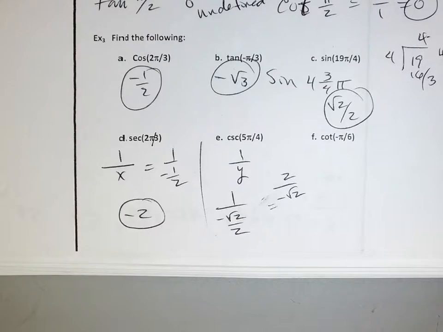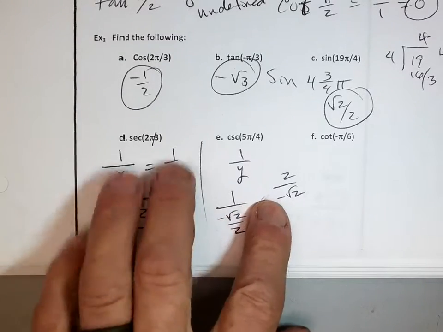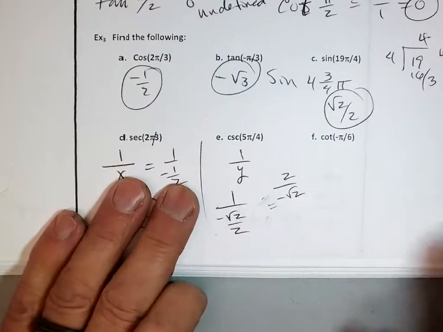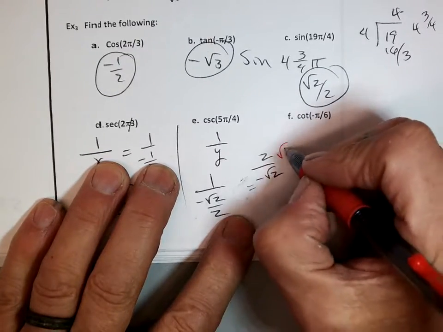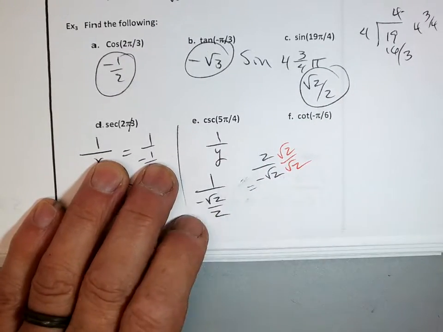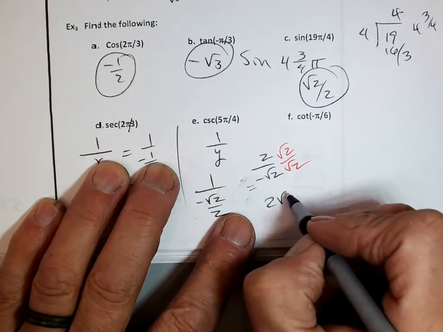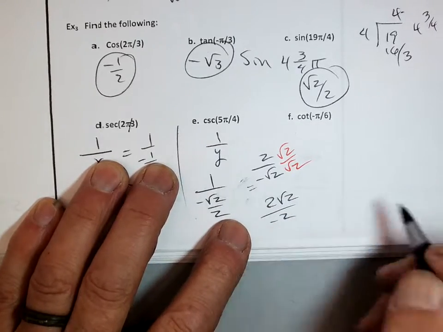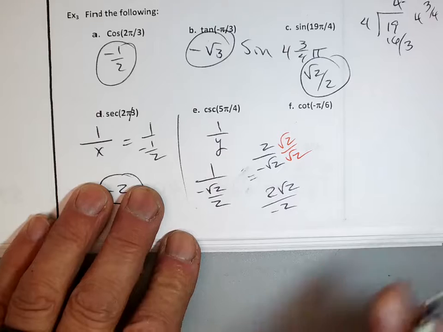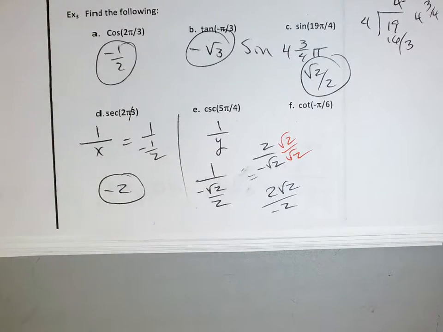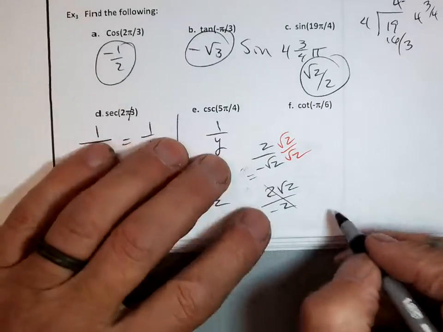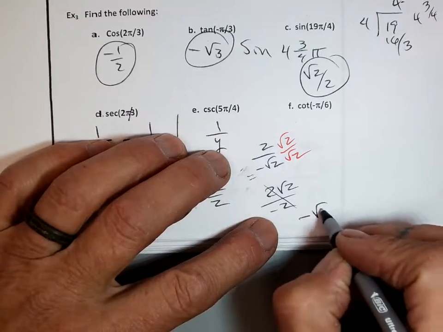Okay, but now this answer is correct, but it's not in the right form. So how do we fix it? Multiply by square root of 2 over square root of 2. So I'm going to get 2 square roots of 2 over negative 2. You okay with the negative 2? So I get the square root of 4, which is 2, and then I'm going to cancel the 2's. Cancel these 2's, and I'm going to wind up with negative square root of 2, okay?